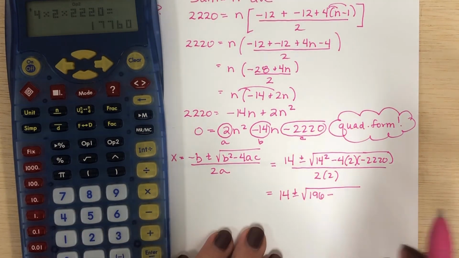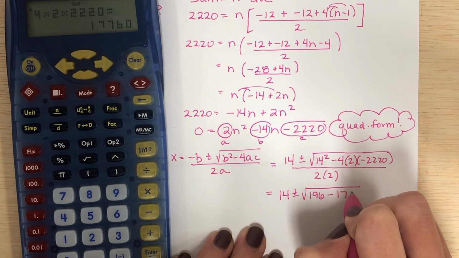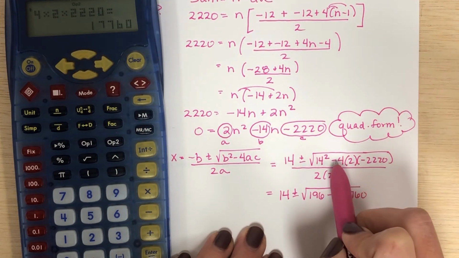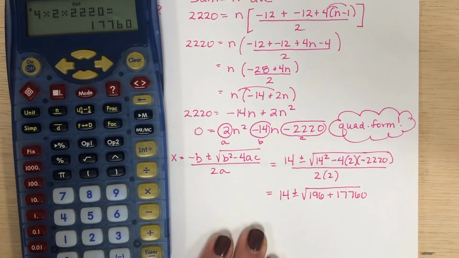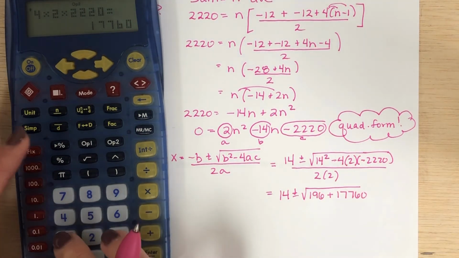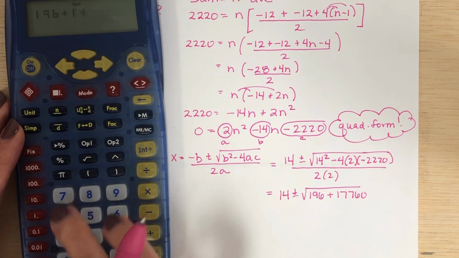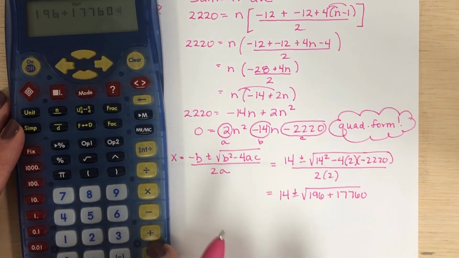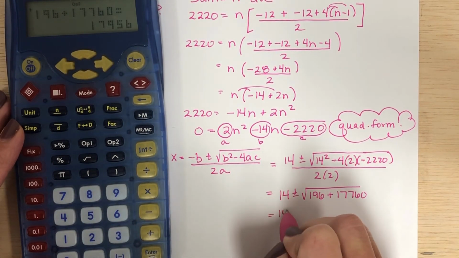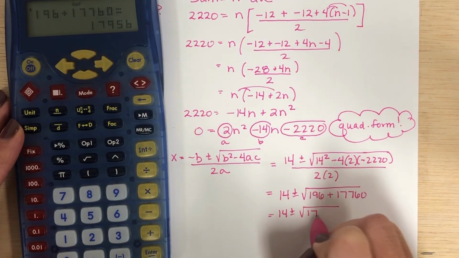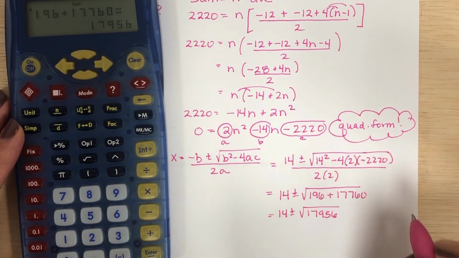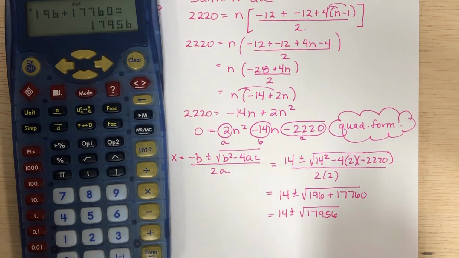It's 17,760, and I know this is going to be a positive because I have 2 negative signs, so it ends up being a positive. All right, 196 plus 17,760. That equals 14 plus or minus the square root of 17,956. Super fun.